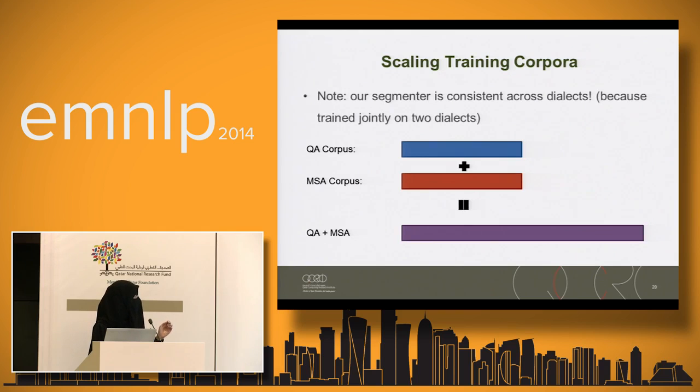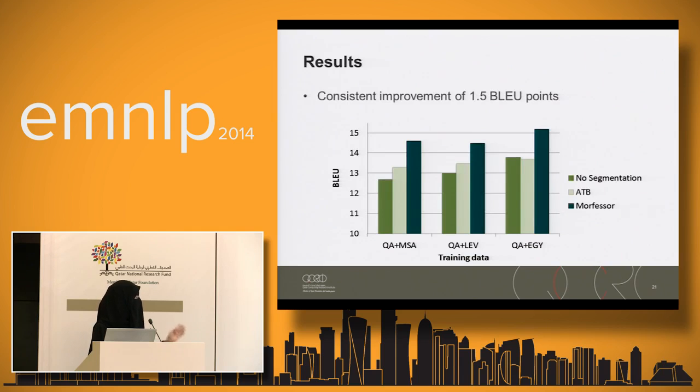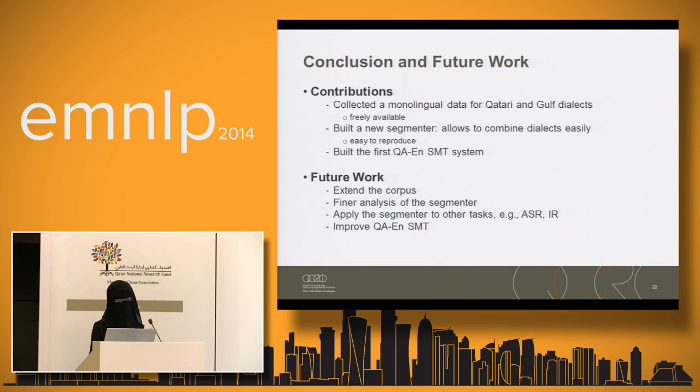We end up evaluating our multi-dialectal segmenter by passing the segmented data to our Qatari to English machine translation system. So you can see that we add MSA to Qatari, Levantine, and Egyptian, and we try the two types of segmentation compared to having no segmentation, and our multi-dialectal segmenter is really providing a consistent improvement of 1.5 in BLEU points.